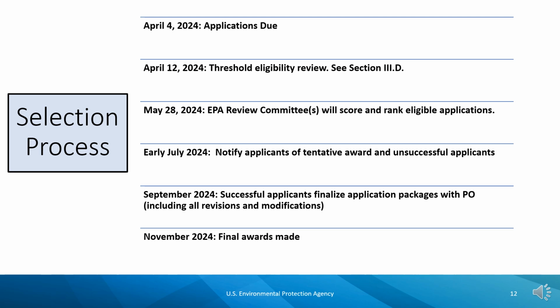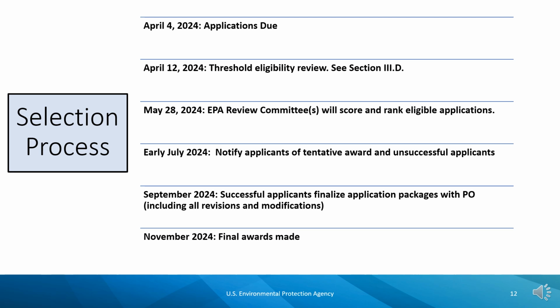Applications are due as stated in the RFA on Thursday, April 4, 2024. EPA first conducts a threshold eligibility review, which should be completed by April 12, 2024, where each application is evaluated to make sure it's eligible. The threshold eligibility criteria can be found in Section 3D. You will be notified if your application is deemed ineligible. If deemed ineligible, it will not proceed to merit review. EPA merit review committees will then score and rank all eligible applications. This should be completed by the end of May 2024.